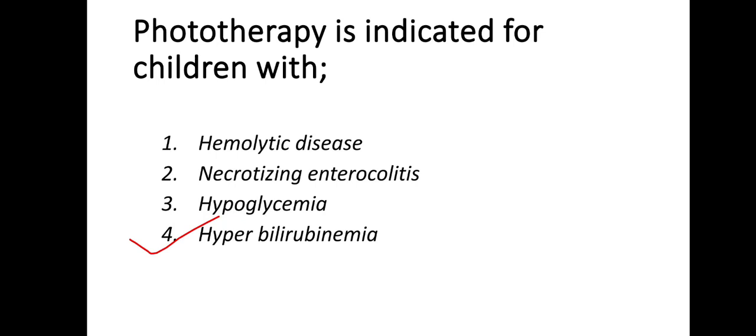Hyperbilirubinemia is of two types, physiological and pathological. Physiological jaundice and pathological jaundice. Pathological jaundice will be there within 24 hours of delivery. After the delivery, within the first 24 hours, we can see pathological jaundice. The treatment for pathological jaundice is blood transfusion. And physiological jaundice is usually seen in 24 to 72 hours. The treatment is phototherapy.